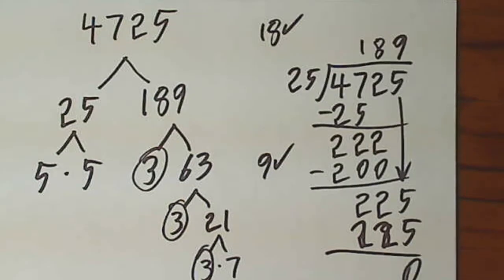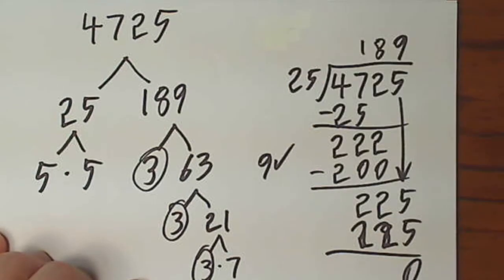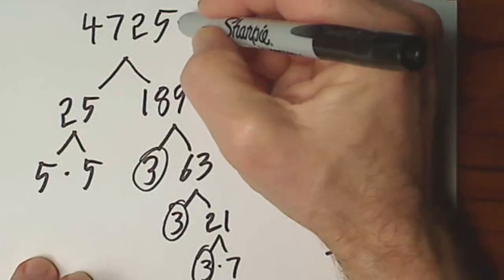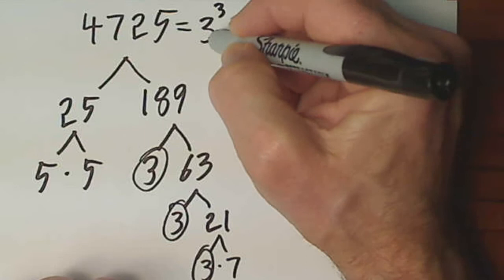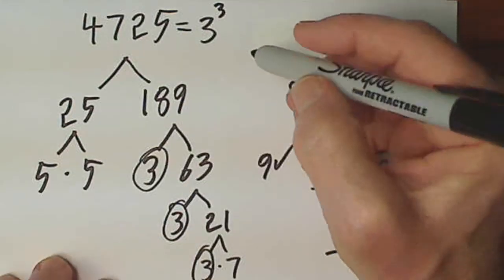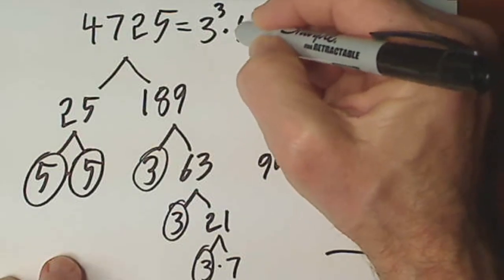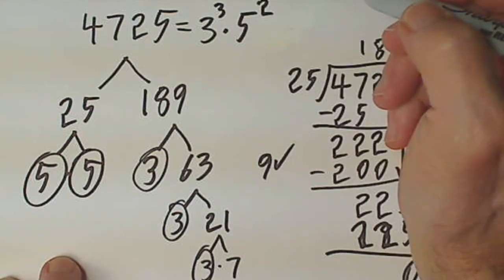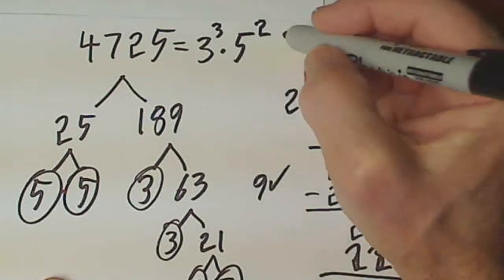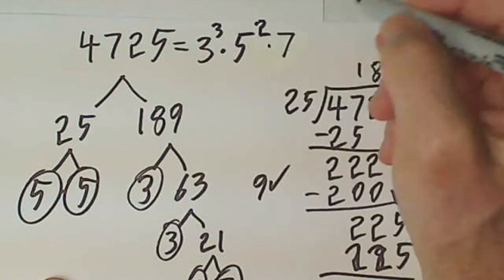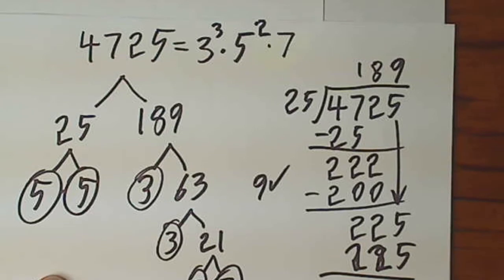I need a little more room here because I want to say that 4,725 is equal to 3 to the third power, because I have 3 times 3 times 3. Okay. I have 2 5s over here, so that's 5 to the second power. And I have 1 7. So if I multiply all these together, I'm going to get 4,725. Okay.